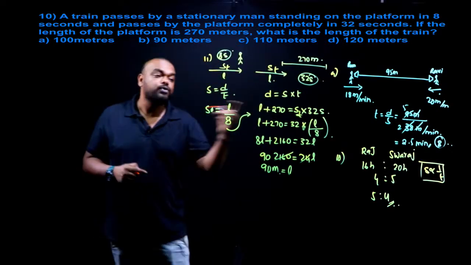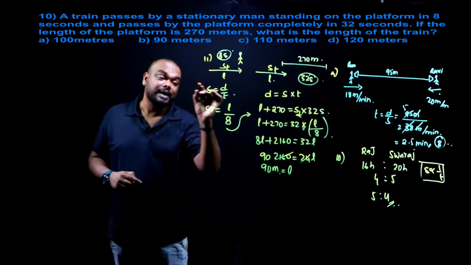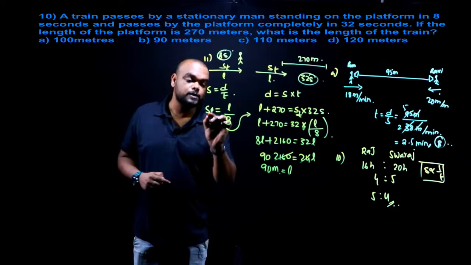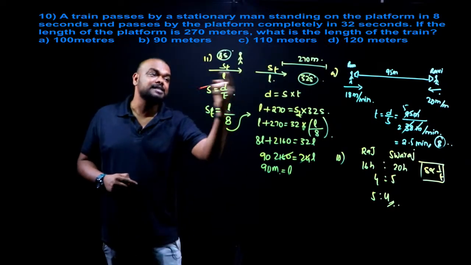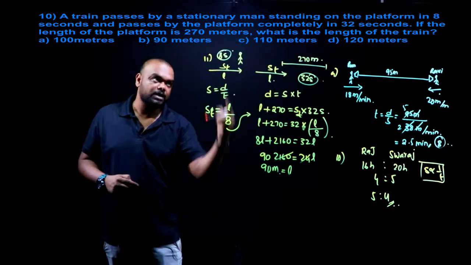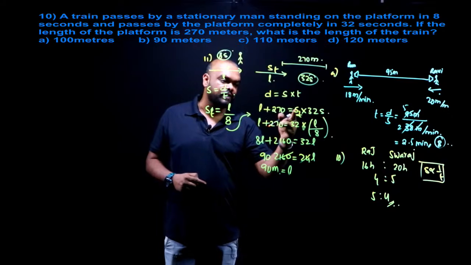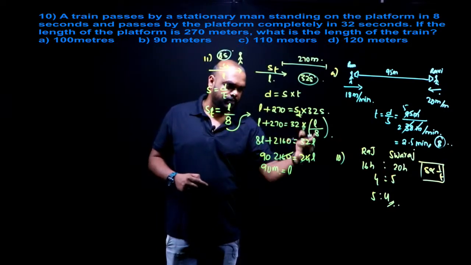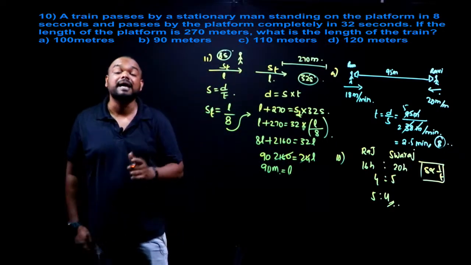What do we do? For that we come to the first situation. Why are we coming here? To calculate the speed of the train. We know that speed is distance by time taken. Speed of the train ST is equal to distance by time taken. In this case the distance is only the length of the train, L, divided by the time taken, 8 seconds. Now take it and put it in this equation: L plus 270 equals 32, and in place of speed I am putting L by 8. Cross multiplication, you'll get the L value as 90 meters, and that's my final answer.